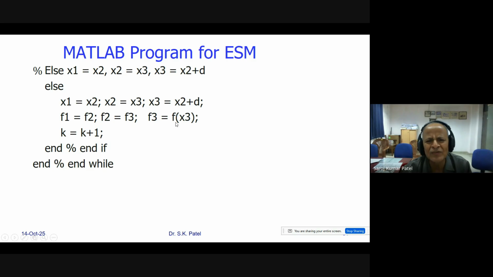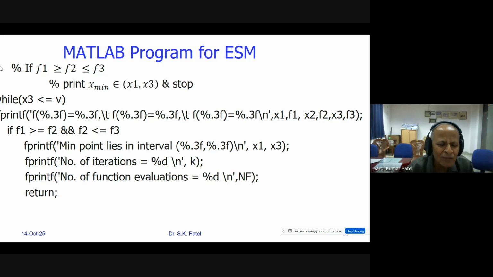So you call this subroutine f. k is equal to k plus 1. One iteration is over. That's why you are updating the value of k. This end is for the if condition. This end is for the while loop. Here, for this if condition one end, for this while condition one end. So there are two end statements here.